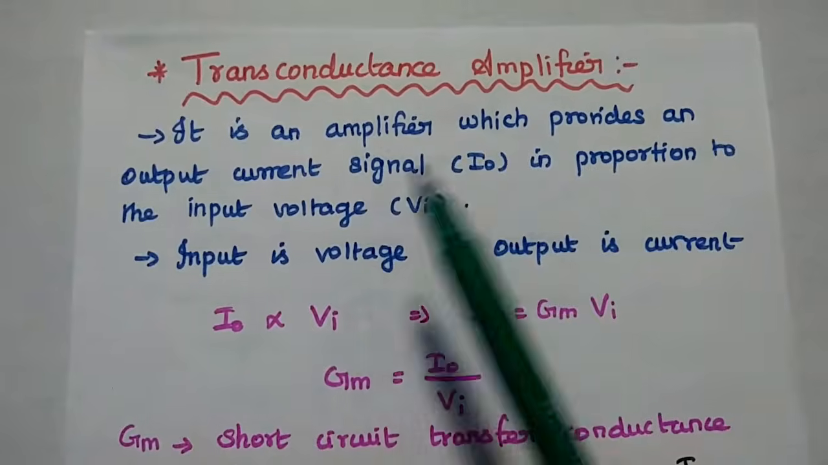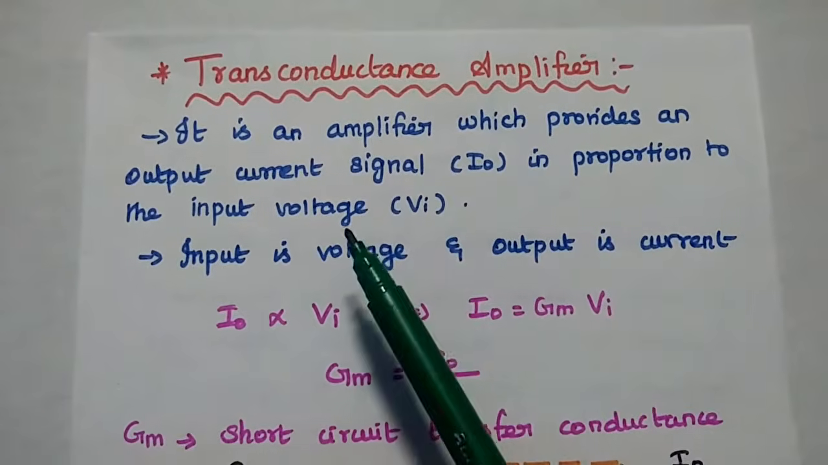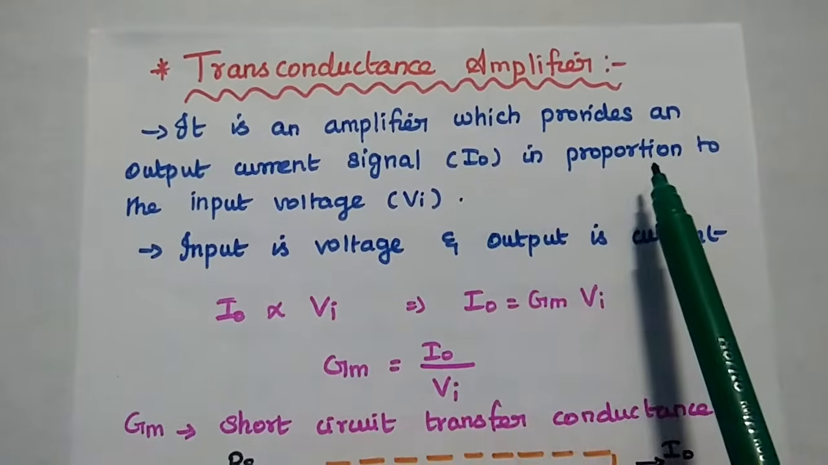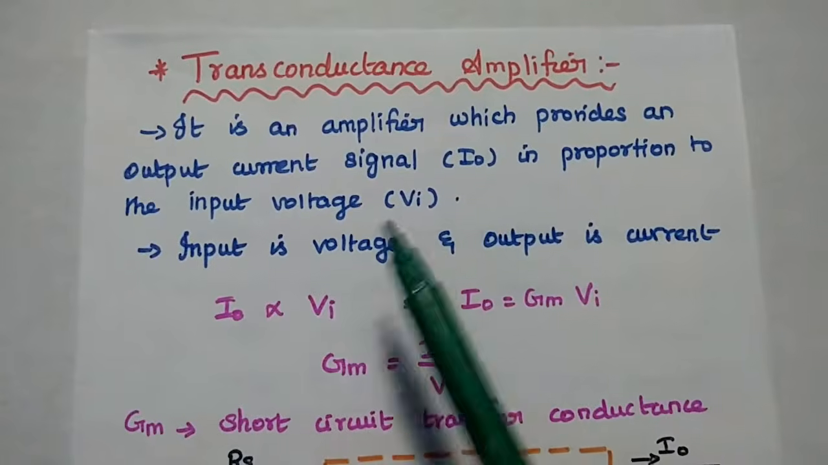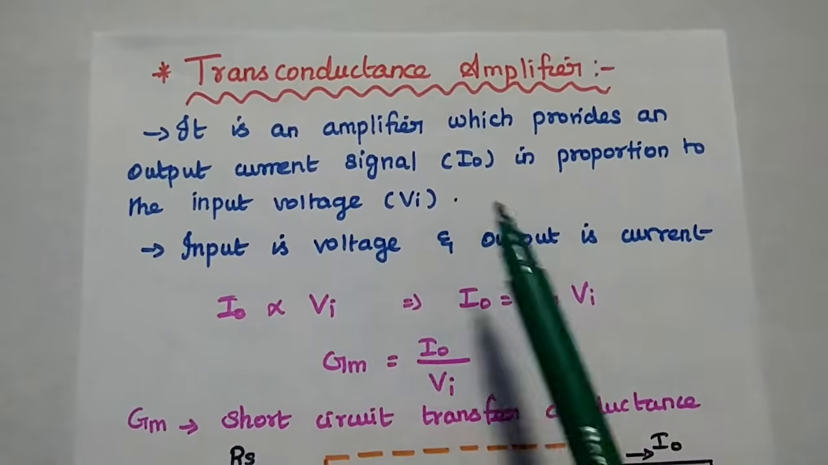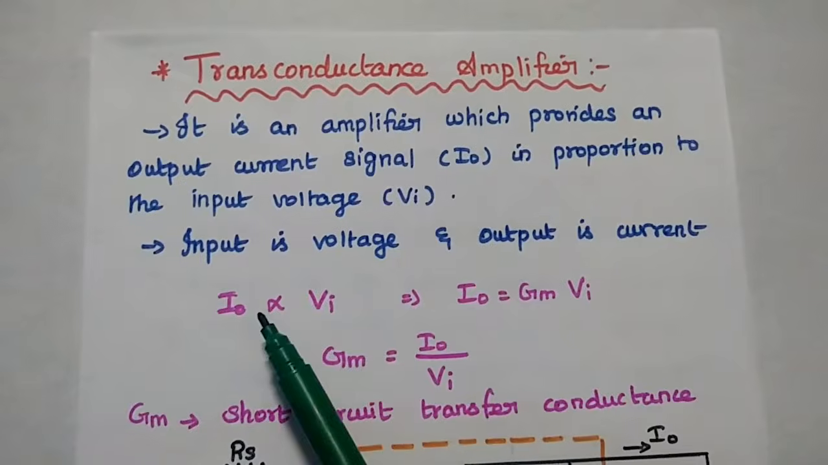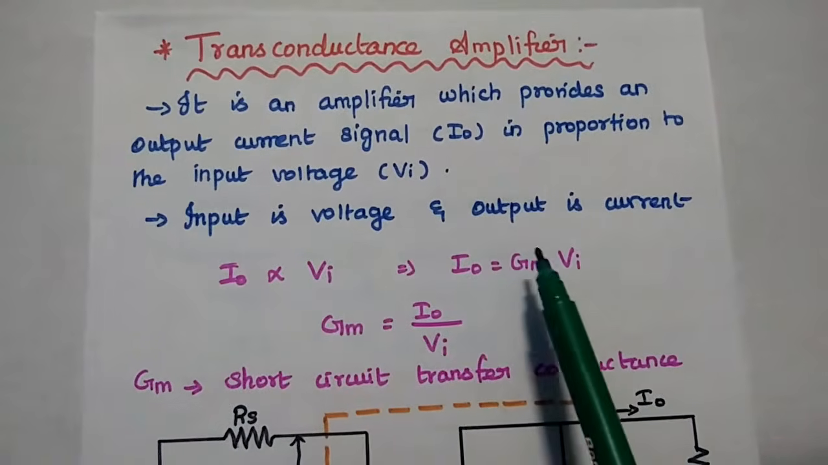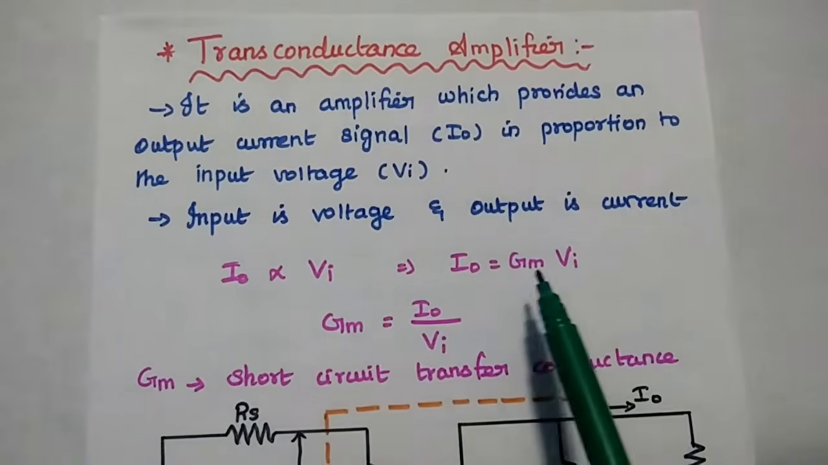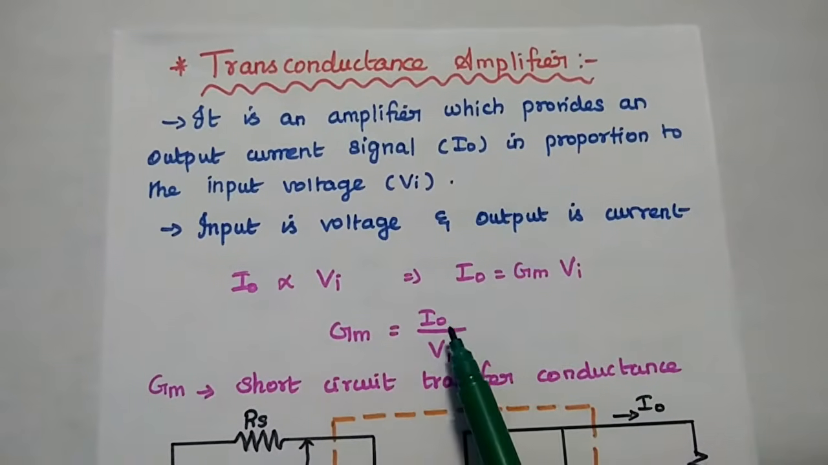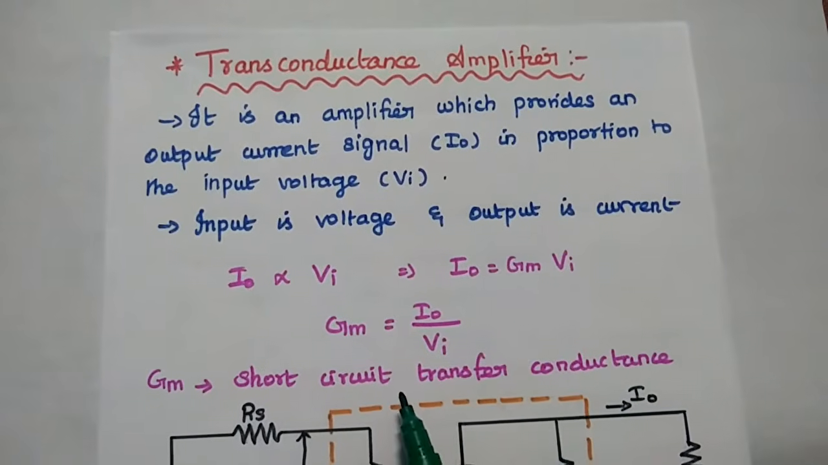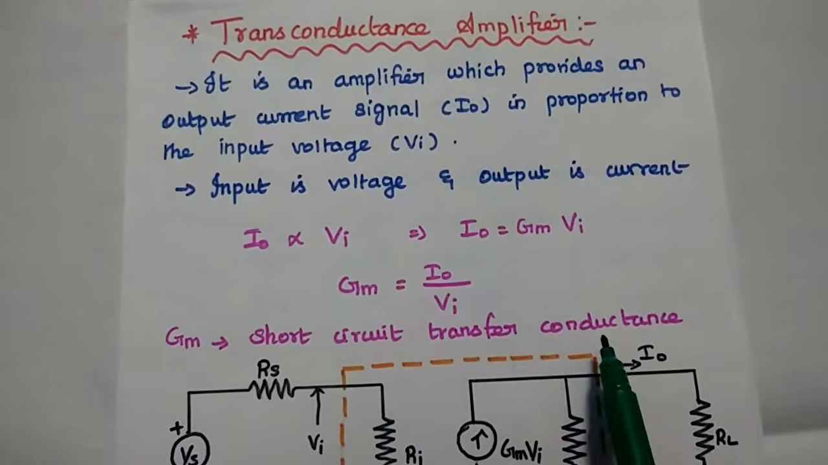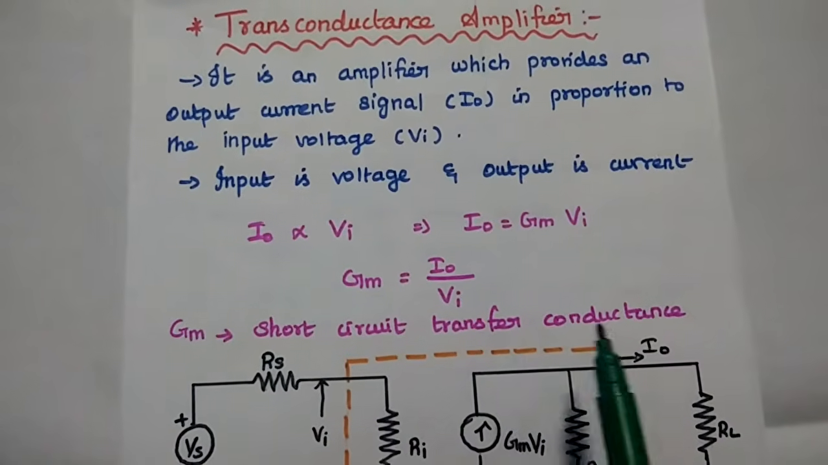Next one is the Transconductance Amplifier. It is an amplifier which provides an output current signal directly proportional to the input voltage. That means input is voltage, output is current. The output current is directly proportional to the input voltage. Then we have the proportionality constant as Gm, that is nothing but the ratio of output current to input voltage. It is represented as short circuit transfer conductance or short circuit mutual conductance.